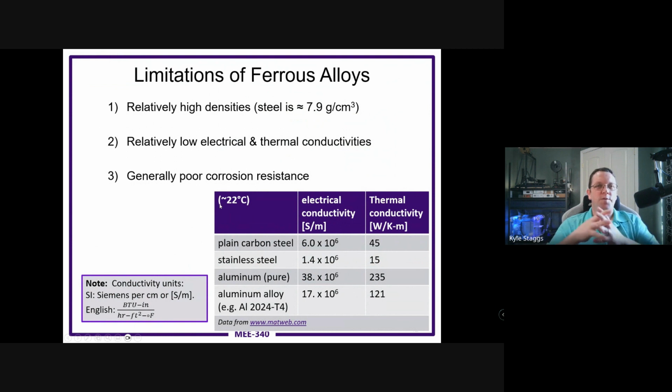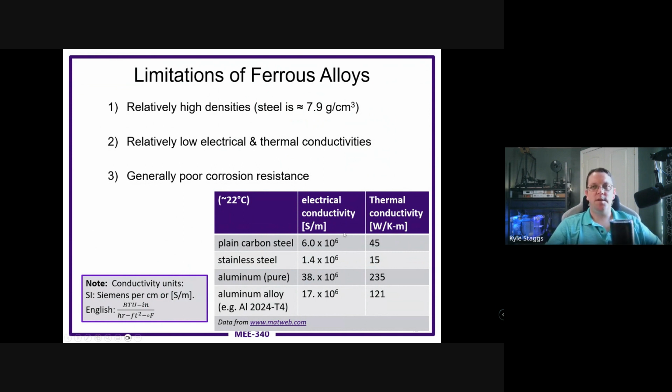So the poor corrosion resistance is also a key Achilles heel to these. Without any kind of chrome or anything else to be a defender against oxidation, you end up with a much different kind of behavior from the material.